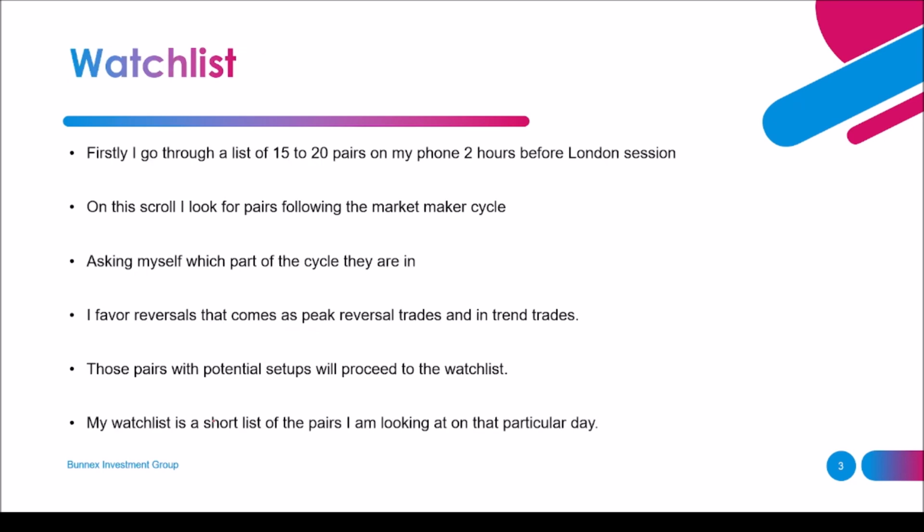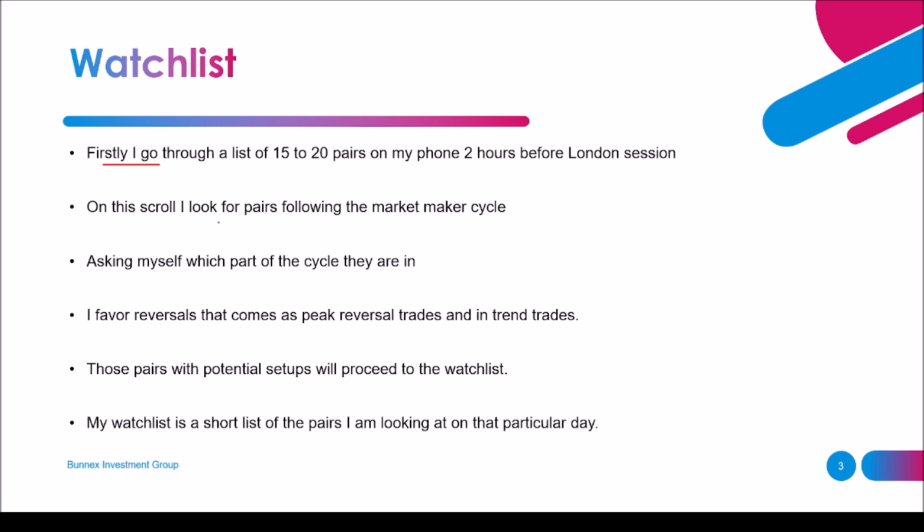The first thing that I can now do is to create what we call a watch list. Firstly, I go through a list of 15 to 20 pairs on my mobile phone 2 hours before the London session. In my case, I am active during the London and the New York session.